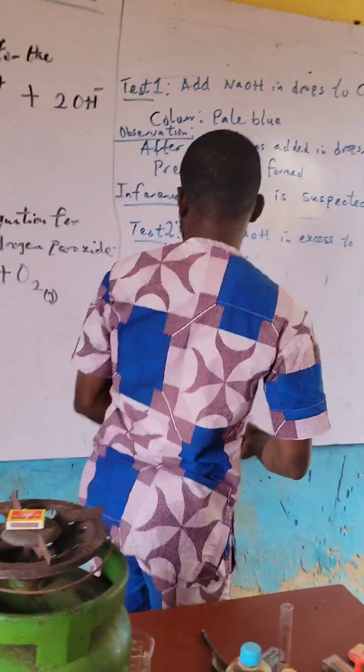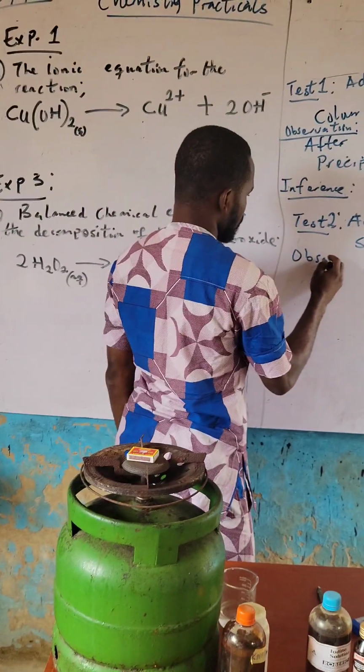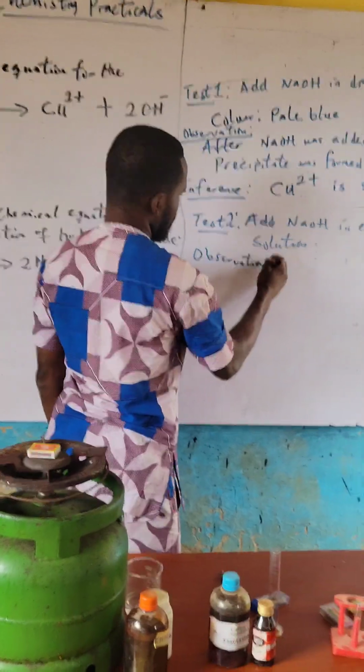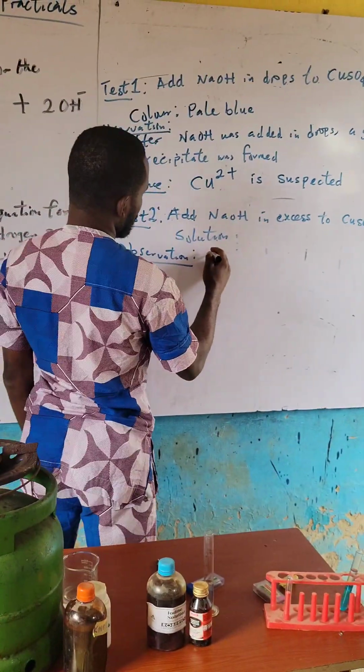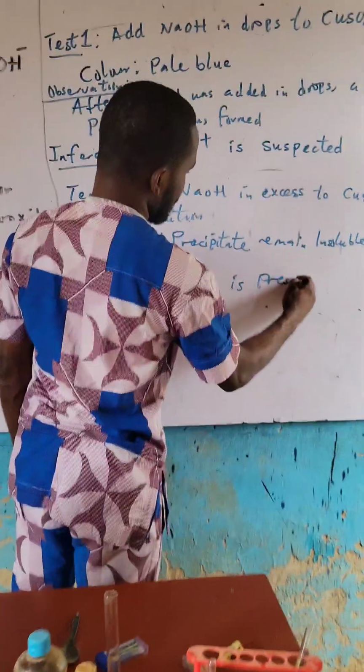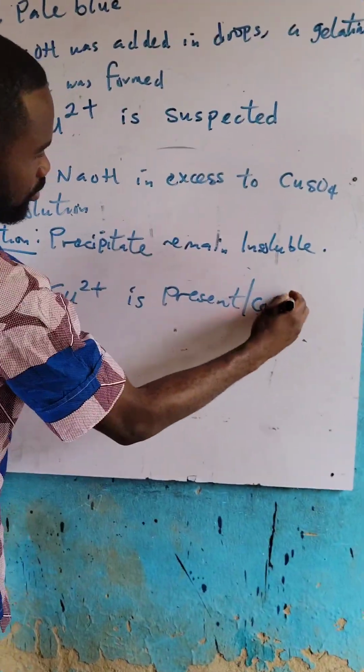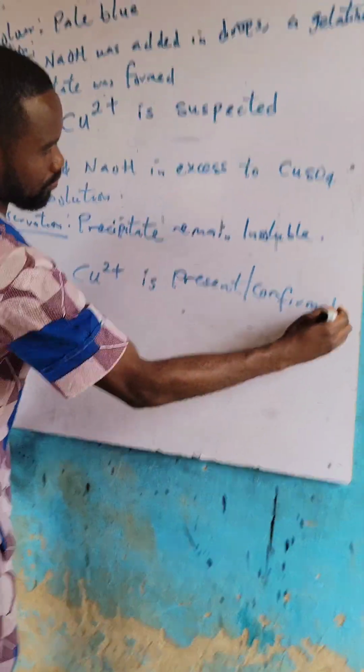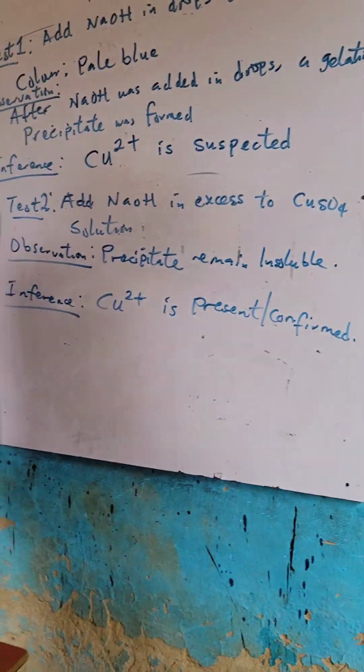According to what you have in your notes, you're going to write the observation and the inference. Present or confirmed? Yes, confirmed. Copper 2 plus is confirmed. So that's for that.